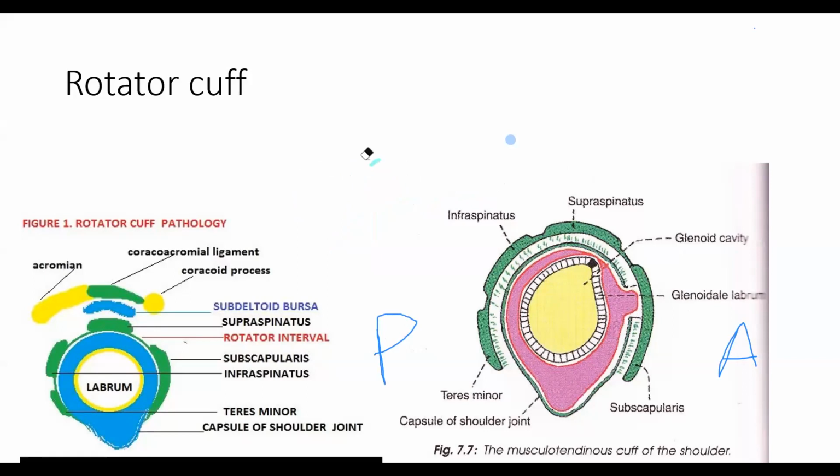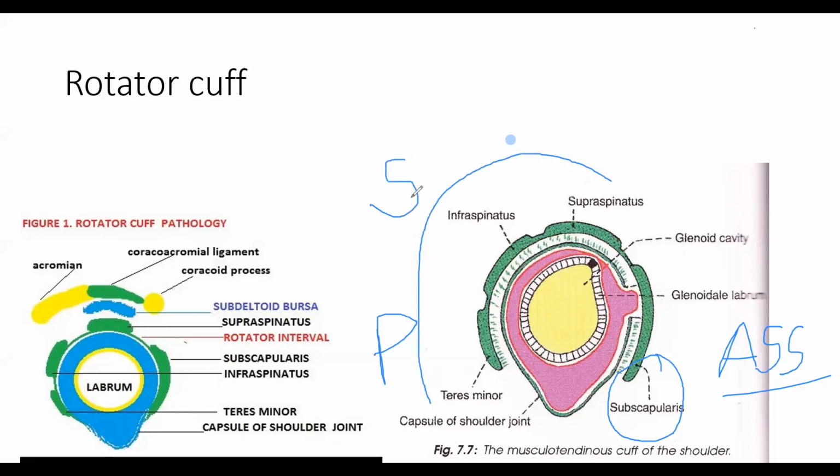Two things should be remembered. Anteriorly there is only one muscle, known as the subscapularis. Posteriorly, if you go from the posterior, there are three muscles, known as SIT: supraspinatus, infraspinatus, and teres minor. It is minor, not major. So posteriorly there are three: supraspinatus, infraspinatus, and teres minor.